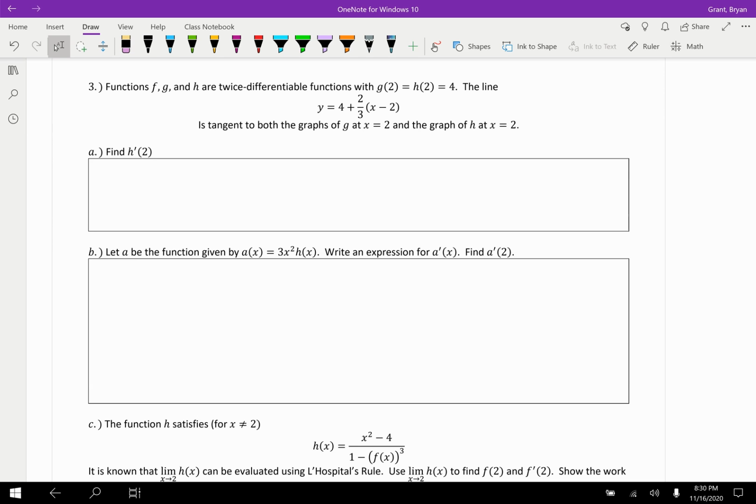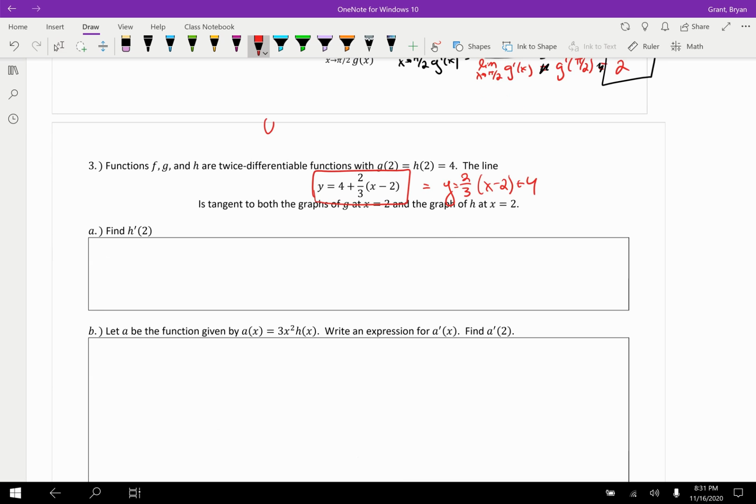First one, h prime of 2. Well, since we know that this equation up here, and you might like it better written as 2/3 x minus 2 plus 4, so you can see that hk form. It's tangent to both the graphs of g and h, which means we could treat this tangent line, and I'll maybe do it up above where I have space, as y equals g prime of 2 times x minus 2 plus g of 2. Or you could think of it as h prime of 2 times x minus 2 plus h of 2.